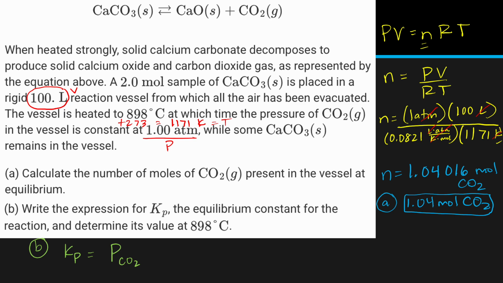And now the second part of B says to determine its value at 898 degrees Celsius. Now, because our equilibrium expression is only the partial pressure of CO2, and we were already given the pressure of CO2 at equilibrium, which was 1 atm, that means that we know that our Kp is equal to our pressure of CO2, which is 1 atm.